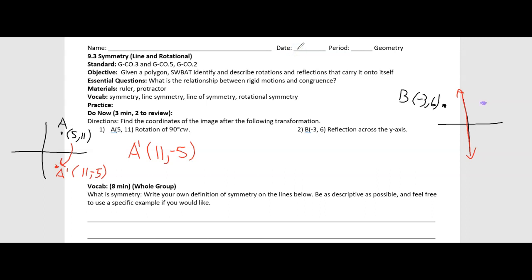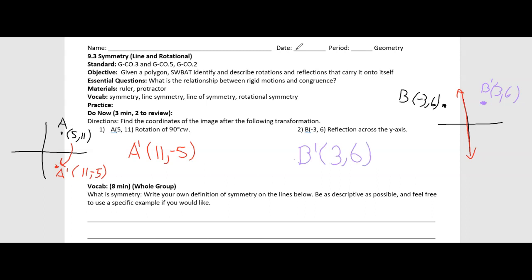For reflections, right, the only thing that's going to change is the sign of one coordinate. Here, the y value is staying positive, right, because we're in the first quadrant. So that's going to stay 6. However, the x value is going to be positive as well. So that's going to be +3. So B prime is going to be located at (3, 6).